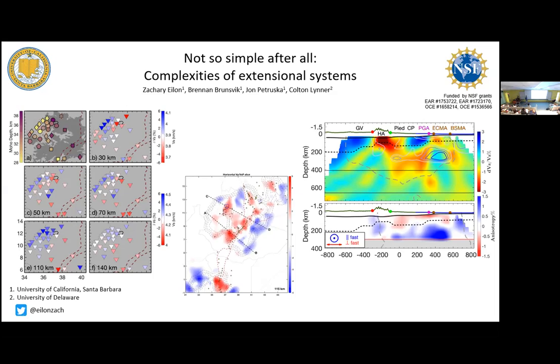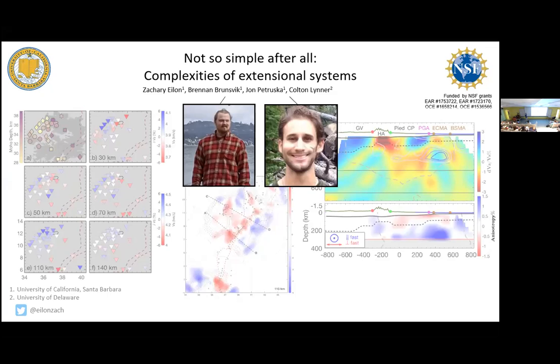Okay, so I'm going to talk about two different extensional systems, the main Ethiopian rift system and also the Eastern North American margin, and thanks to Donna for setting those up so nicely. Essentially the takeaway message here is the more we look, the more complicated things get, but I think that's very much within the theme of what we've seen so far. Of course, all the best and most important work done here is by my graduate students, Brennan Brunswick and John Petraska, and I also want to acknowledge Colton Lina on the whole ENAM stuff.